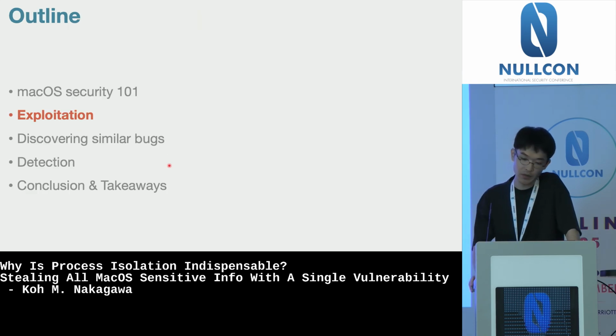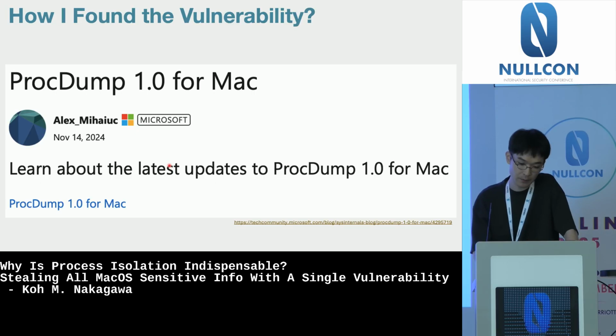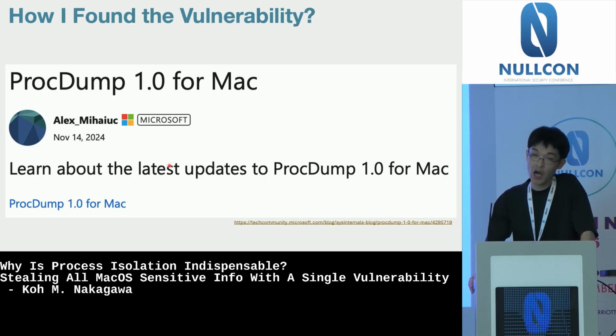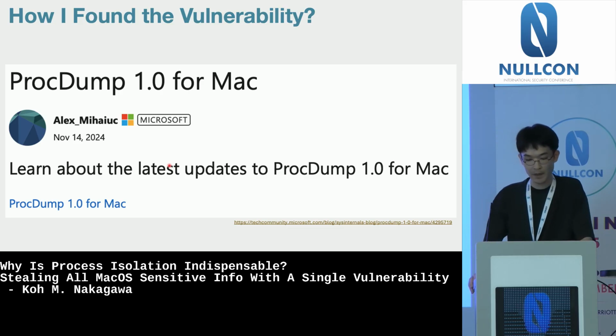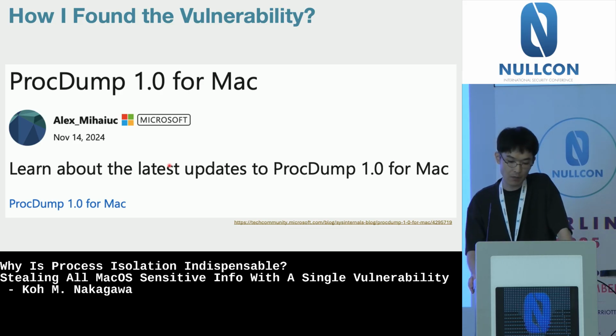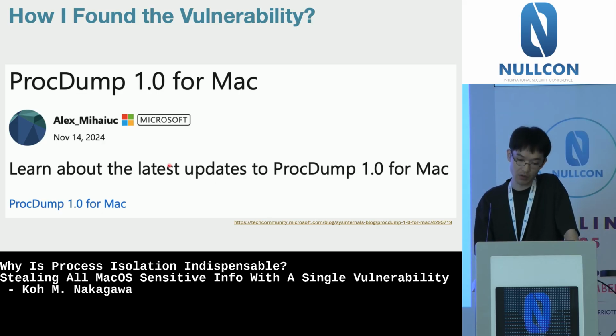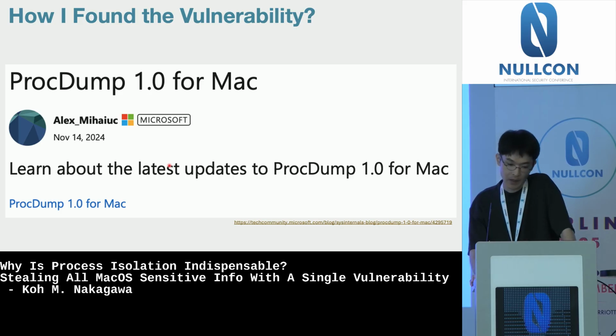Alright, so let's move on to the actual exploit. Let's start with how I discovered the vulnerability. The story begins with procdump for Mac. For those who don't know, procdump is a Windows system utility that allows you to dump a process's memory. It's typically used for debugging. Procdump for Mac is simply the macOS version of this tool.